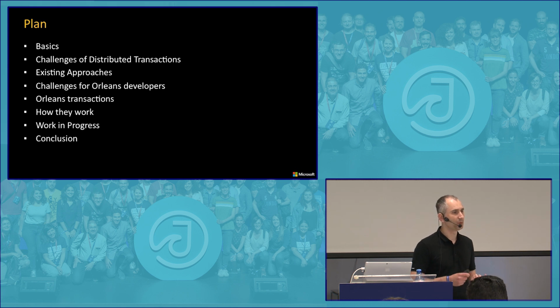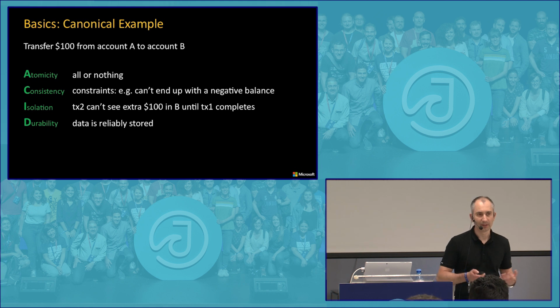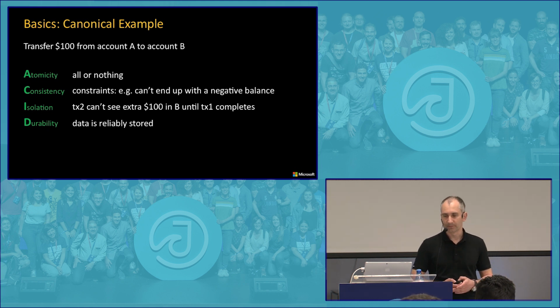We want to have isolation, so while we add money to account B, we don't want it to be visible to another transaction in case that transaction fails and this money will end up not in the account. And we want everything to be durable, so we want a persistent state, data stored somewhere in a reliable store.